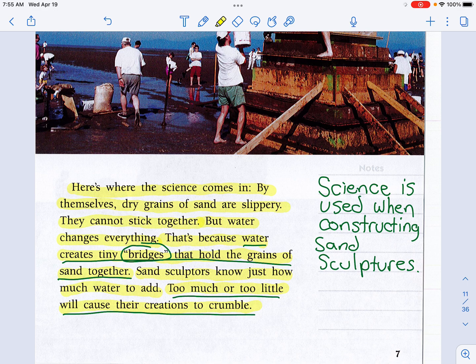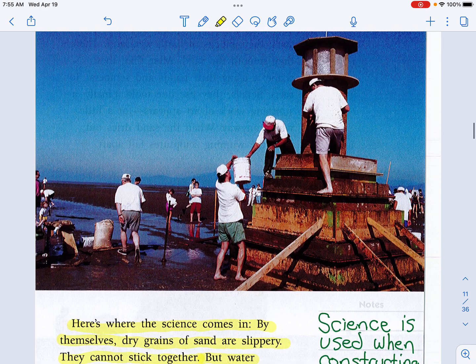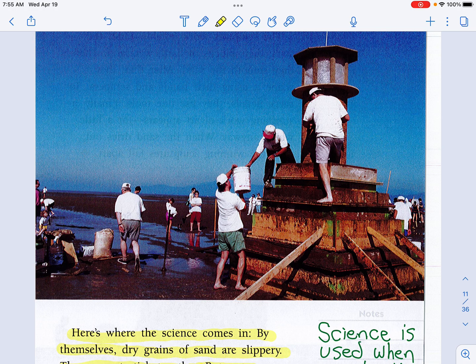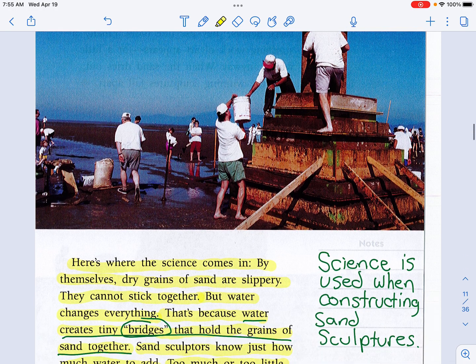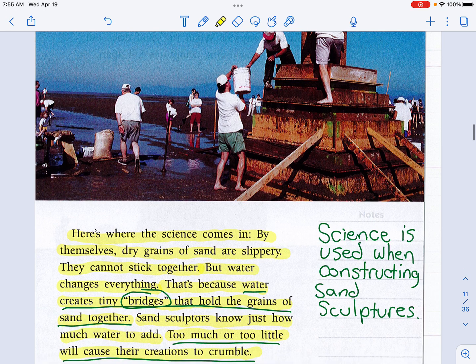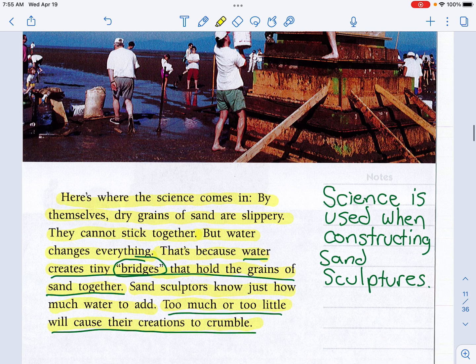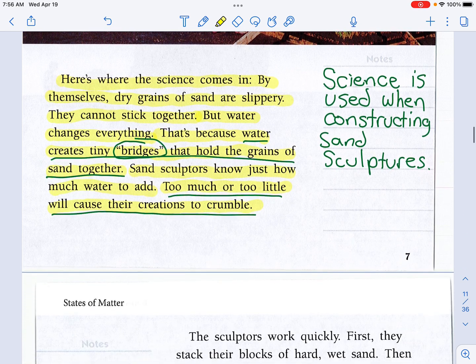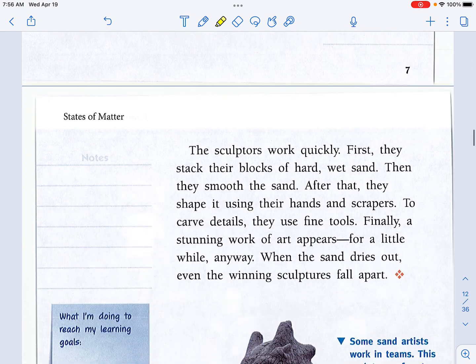On the side, we annotated. We talked about what the paragraph was mostly about, and we said science is used when constructing sand sculptures. How do you think this picture relates to the text? Is there a sentence that supports what's going on in the picture? Let's move on.